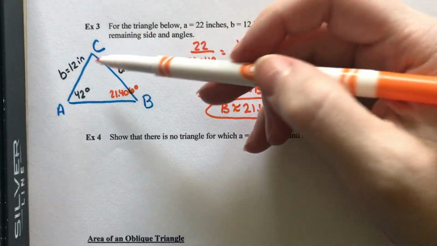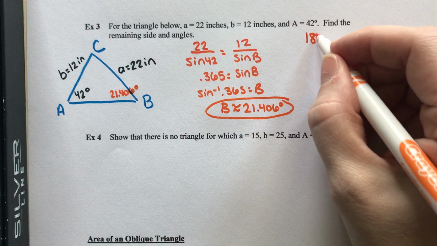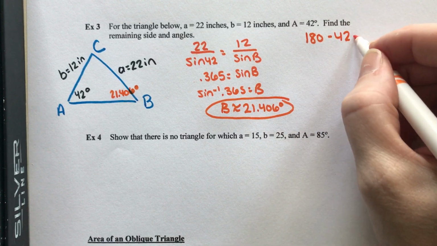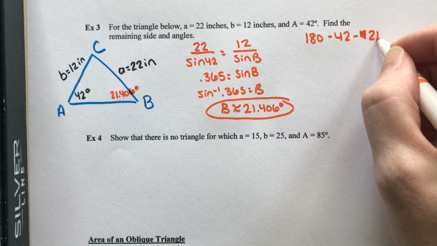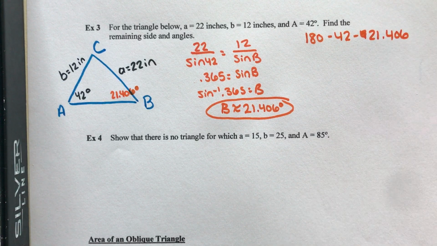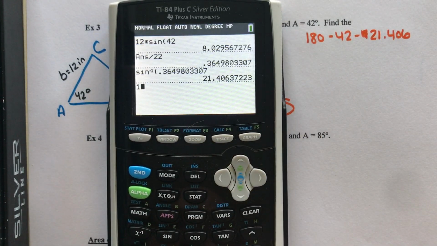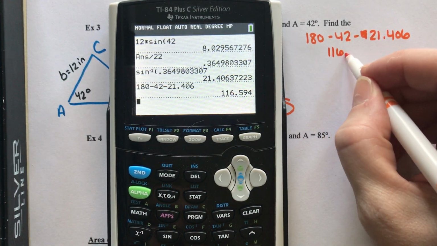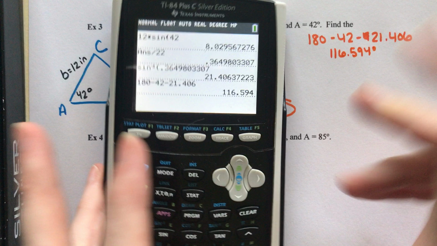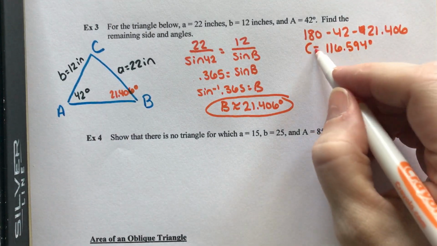Okay, so now I can figure out my third angle because I can just subtract from 180. 180 minus 42 minus 21.406. 116.594. That is angle C.